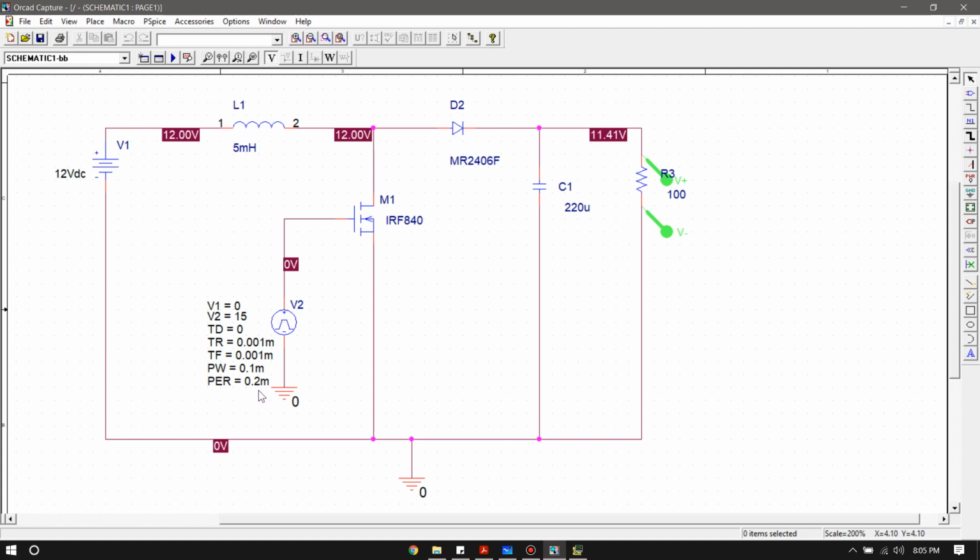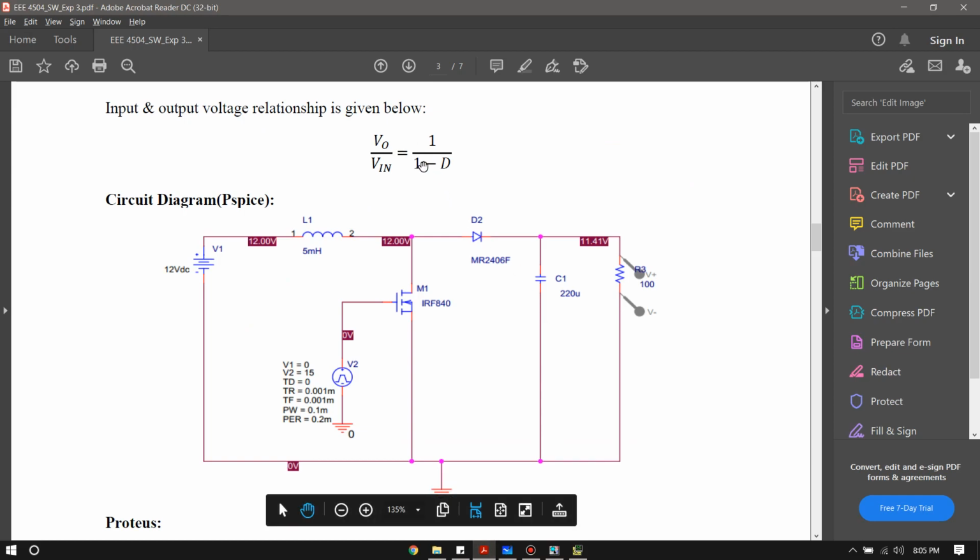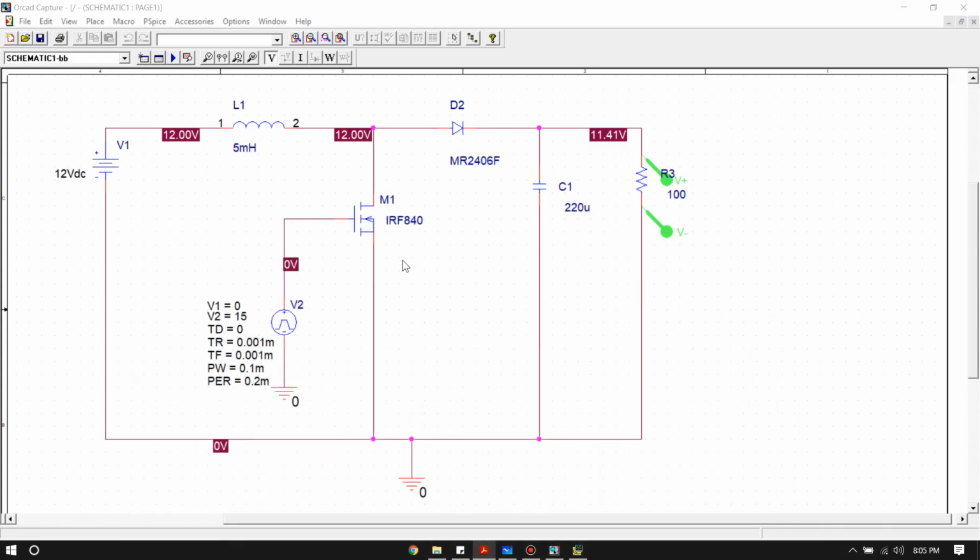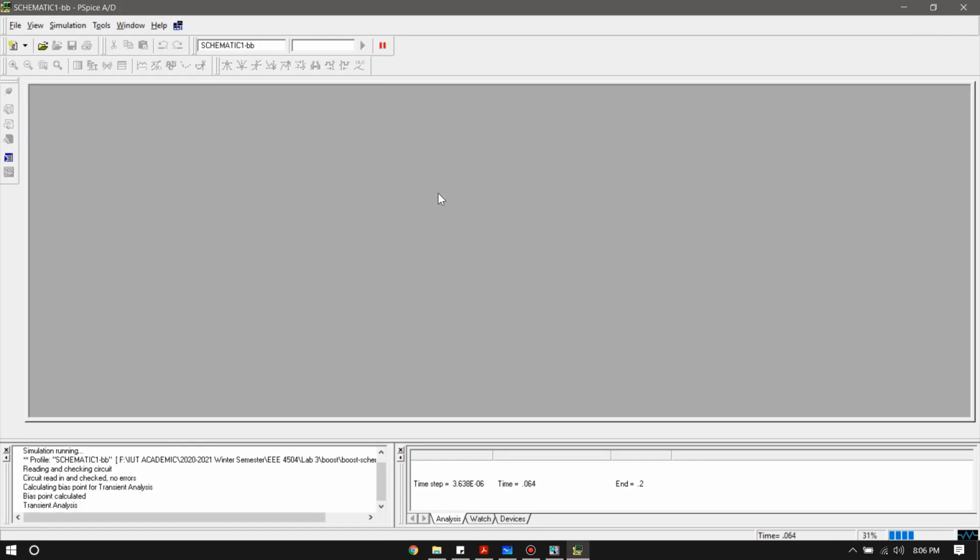So if our total pulse period is 0.2 millisecond, then a pulse width of 0.1 millisecond means we'll get 50% duty cycle, right? And if we have 50% duty cycle from here, if we put a value of 0.5 here, we will get an input-output ratio of 2. That means the output should be double the input. Okay, so the input is 12 volts, so we should get an output of around 24 volts. So let's run that.